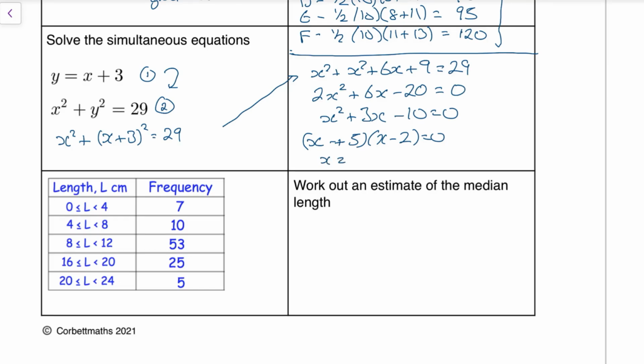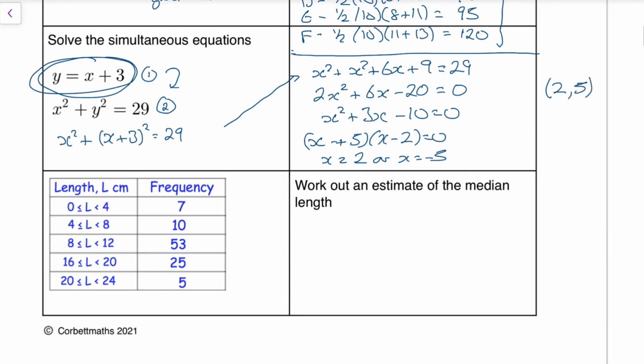In other words, x equals 2 or x equals minus 5. Now I need to answer the question, because solve simultaneous equations means I need the x values and the y values. So let's write that over here. If x is equal to 2, using this equation here, y is 2 plus 3, which is 5. So that's going to give me (2, 5).